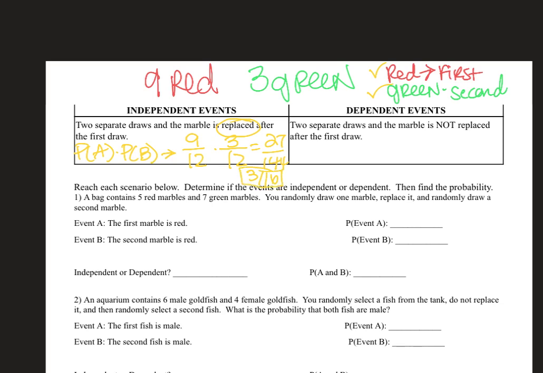Okay, now I'm going to write a dependent and find the probability that it is not replaced. So probability of A times probability of B. So it's still multiplying.